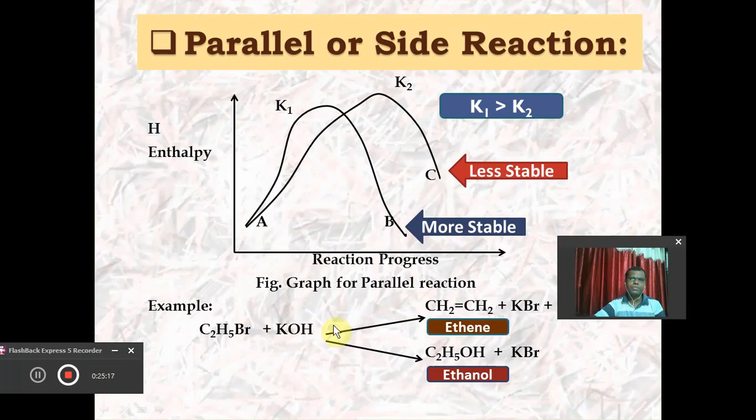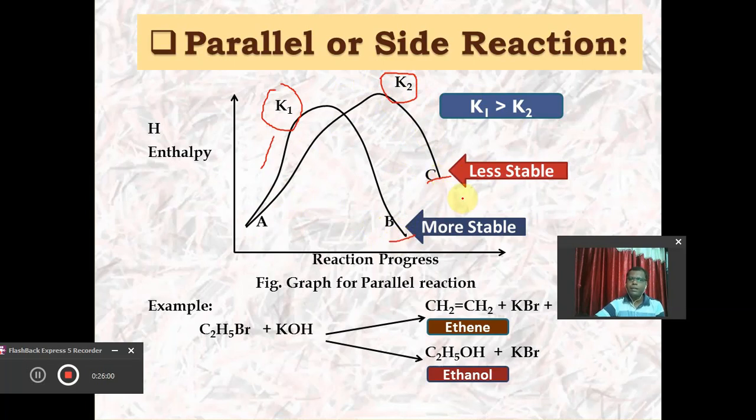This is the graph that indicates the formation of the major and minor product. Initially A is the reactant, and this A gets converted into B with the rate constant K1. And this A gets converted into another product C by a different path, having rate constant K2. But if we consider the energy of product C and the energy of product B, definitely the energy of product B is smaller than the energy of product C.